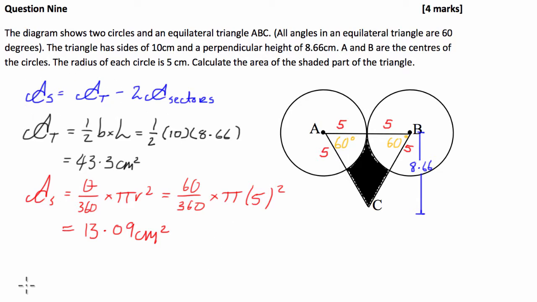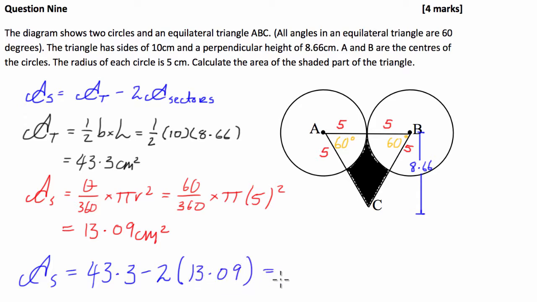Now, finally, all we're going to need to do is to work out the area of the shaded region. That's going to be equal to the area of the triangle, which is 43.3, minus 2 times the area of these sectors, 13.09, which is equal to 17.12. Great. And that, my friends, is the solution that we were looking for.